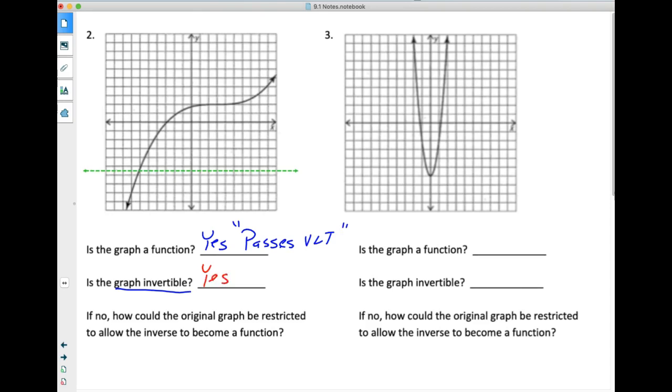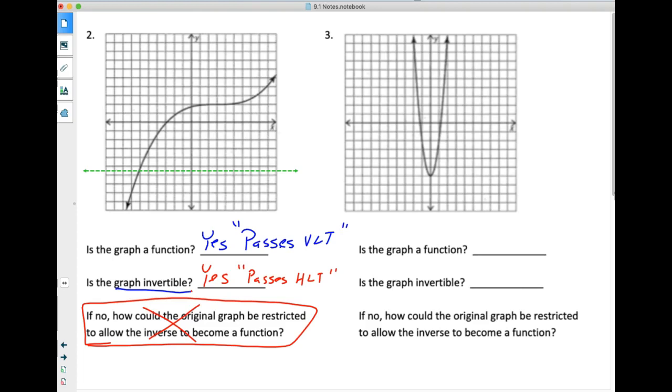Yes, it is. And I knew it is because it passes the horizontal line test. If it is invertible, I do not need to do anything with restrictions. So because that one's invertible, I'm all good. When I look over here at the next one, now also, check it out.